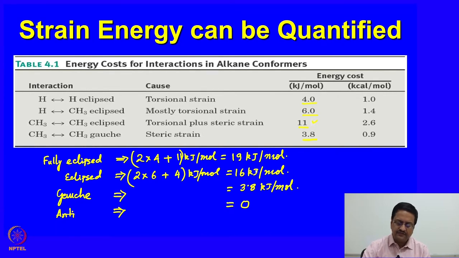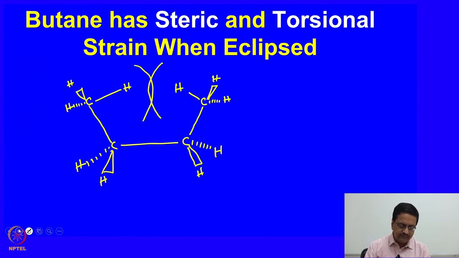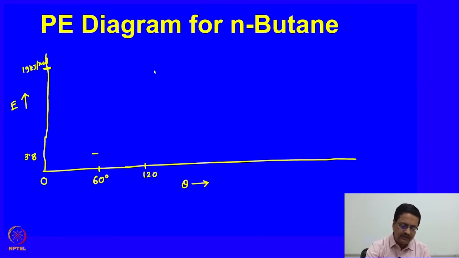So that partially eclipsed conformation has 16 kilojoules per mole. So we draw it at a slightly lower level compared to the previous one. When we go to 180 degree, which is the anti-conformation, that has the lowest energy. So the molecule exists at the lowest energy here, and then you go to 240 degree, you replicate the situation of 120 degree. Then when you go to 300 degree, you replicate the condition of 60 degree, which is somewhere here.